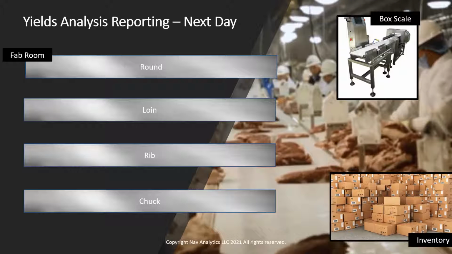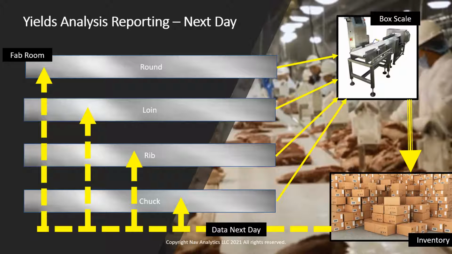Okay, fab room here. We're looking at the fab room with next day reporting. All the different fab tables. Product comes off the end of the fab tables and goes to the box scale. From the time it hits the box scale, it then moves off into inventory. And in a next day reporting environment, the data comes the next day to the specific fab tables, for whoever's managing those tables or managing fab in general, and also to senior management, to say they did or didn't do a good job that day.